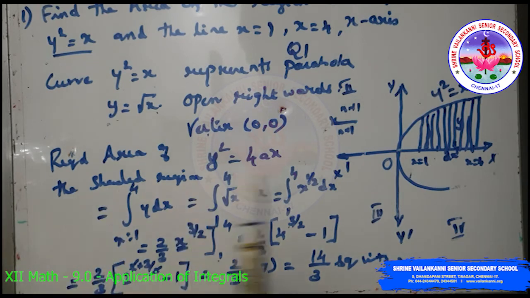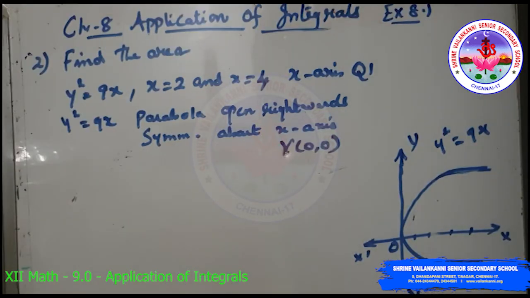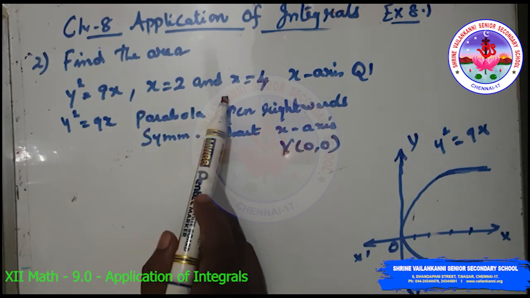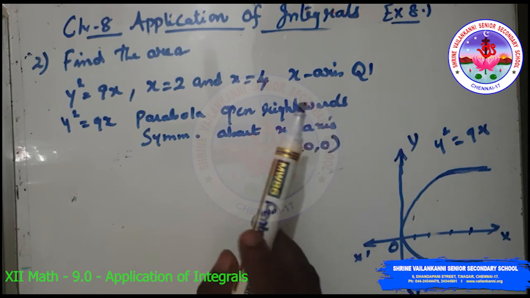So the required area of the shaded region from x equal to 1 to x equal to 4, which is equal to 14 by 3 square units. Second one, the same type of questions. Find the area of the region bounded by the curve y square equal to 9x, x equal to 2 and x equal to 4, and x-axis in the first quadrant.